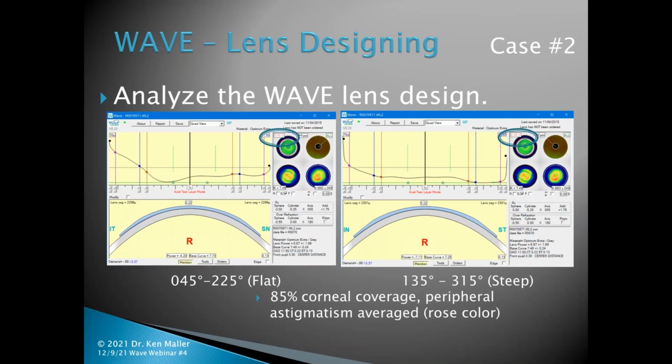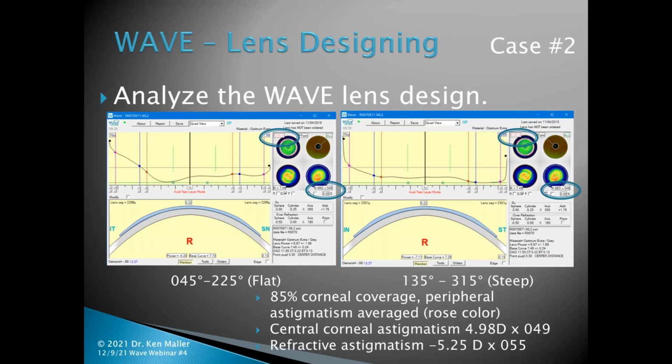We see here we have 85% corneal coverage, which is wonderful. That means we did capture a lot of the cornea. And once again, it is a rose color, so you can see that I inputted the data into wave and averaged the astigmatism when I brought that data in. Central corneal cylinder, you can see it's just about 5 diopters at axis 49.